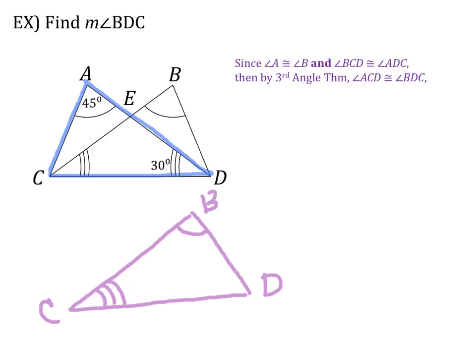Since these create a triangle, all we have to do is subtract the angles we already have from 180. So the measure of angle ACD is going to be 180 minus 45 minus 30, because those are the 2 degree measures that we already have in our triangle. So that means that the measure of angle ACD equals 105 degrees, but that's not what they asked us for. They asked us for BDC, but because we knew about that third angle theorem, we know that those are going to be the same. So the measure of angle BDC equals 105 degrees.